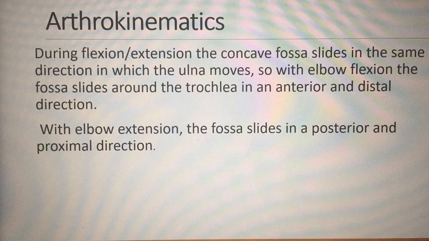direction. So that is according to the concavo-convex rule, in which if the concave surface is moving, the gliding, sliding, which is accessory motion occurring within the joint capsule, will occur in the same direction as the physiological motion of the body part, like the forearm. So with elbow extension, the trochlear fossa on the ulna will slide in a posterior and proximal direction.